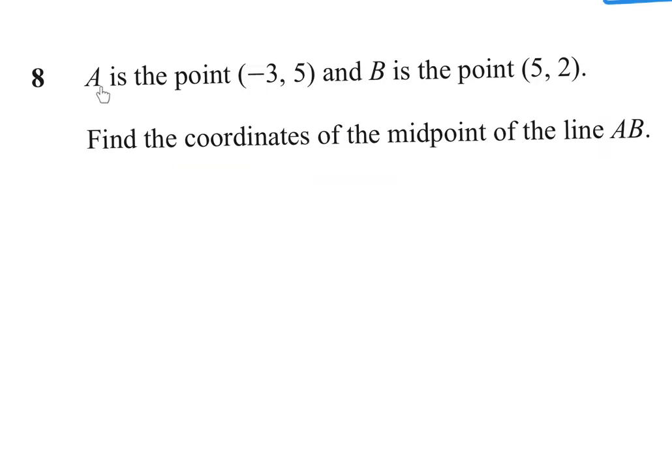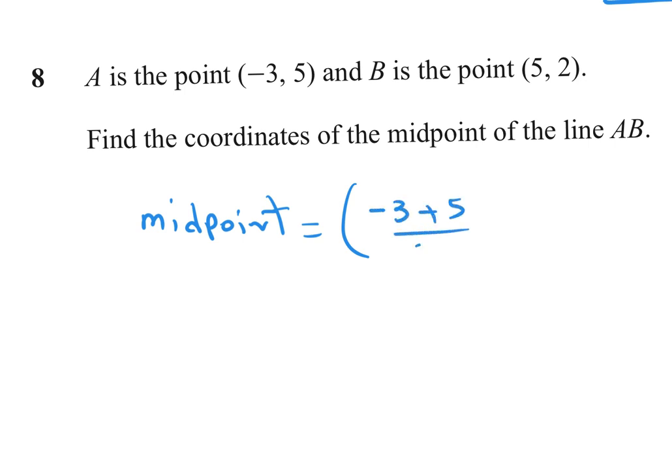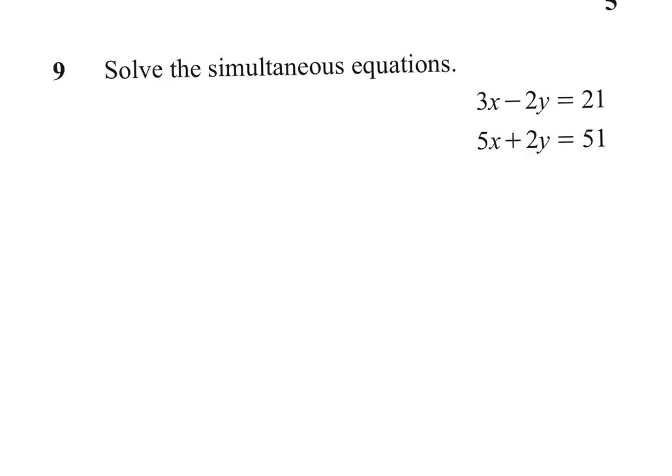Number 8, read. A is the point (-3, 5), and B is the point (5, 2). Find the coordinates of the midpoint of the line AB. Yes, how to find the midpoint? There's a formula: (x1 plus x2) over 2, and (y1 plus y2) over 2. Yes, apply this formula. Negative 3 plus 5 over 2, and 5 plus 2 over 2. Negative 3 plus 5 is 2, divided by 2 is 1. 5 plus 2 is 7, divided by 2 is 3.5.